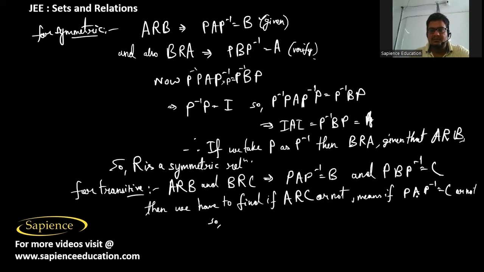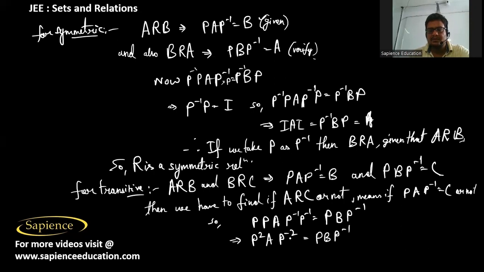So now here, if we pre-multiply this with P and post multiply this with P inverse, then we will get PAP inverse equals PBP inverse. So P into P will be P square, A into P power minus 2. This will be equal to PBP inverse. So we can also say this is equal to P square A into P square inverse. Now that is equal to C.